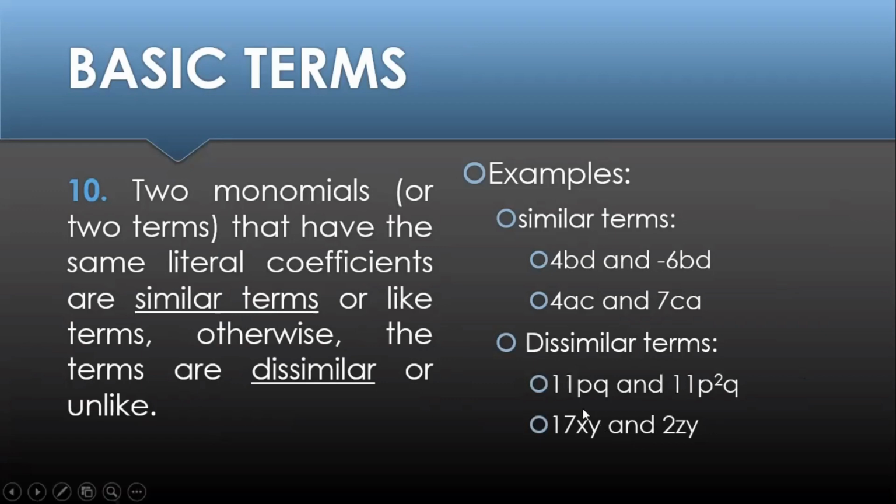Why do you think 11PQ and 11P squared Q is a dissimilar term, though they have same variable used, which are P and Q? Okay, it is because the variables P here have the different degree of exponents. So that's why they are dissimilar.